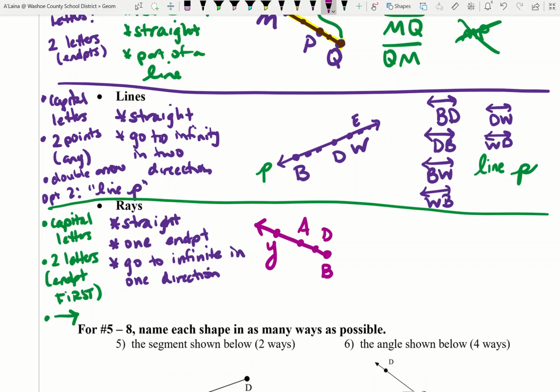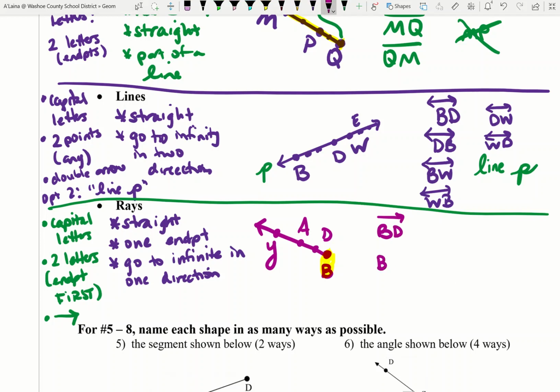We just haven't named all of them. So if I wanted to name this ray, there's quite a few options, and the more points you have, the more options you have. But you're going to use only 2 points at a time. 2 points only. You're always going to start with the endpoint first. Since B is the endpoint, no matter how many options I have to name this ray, they'll always start with B. So I'll do B and then another letter on the ray.